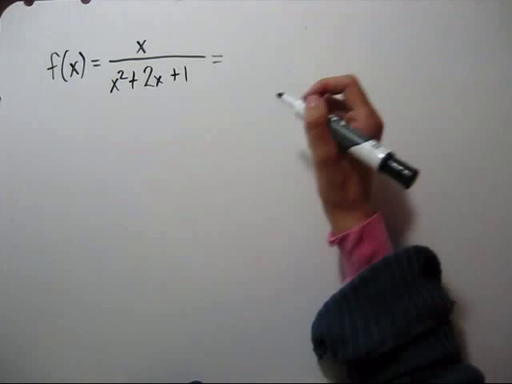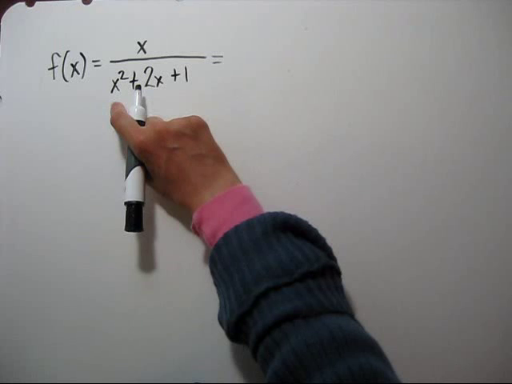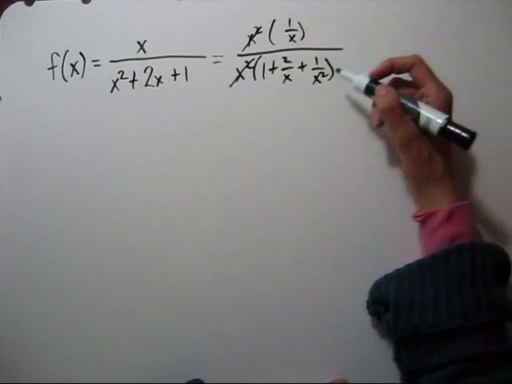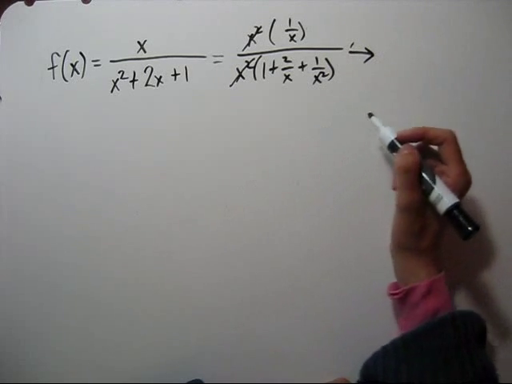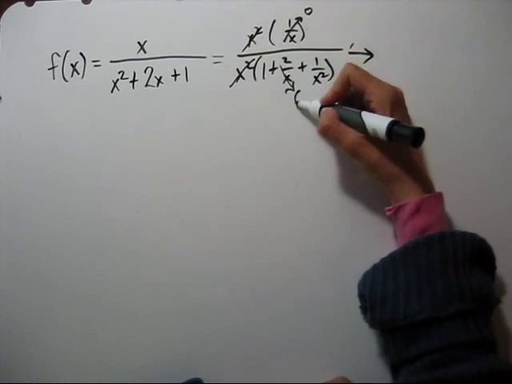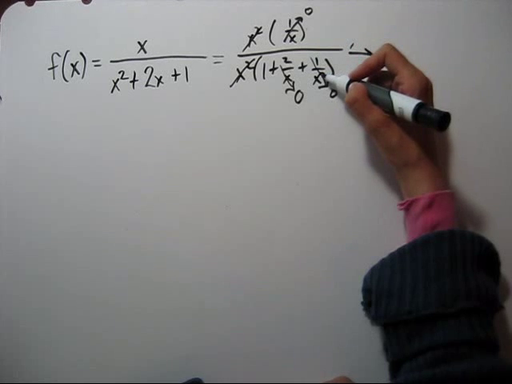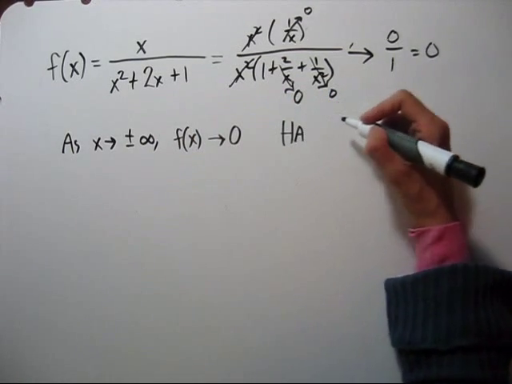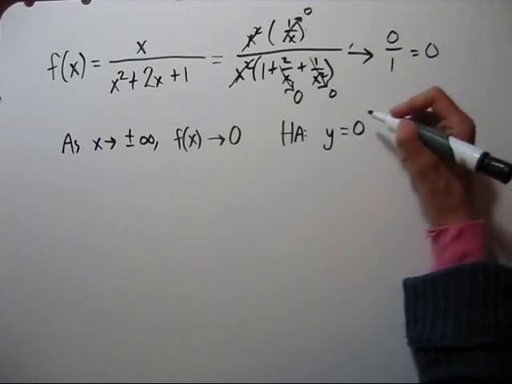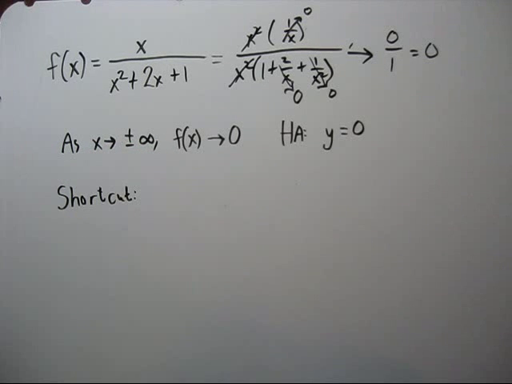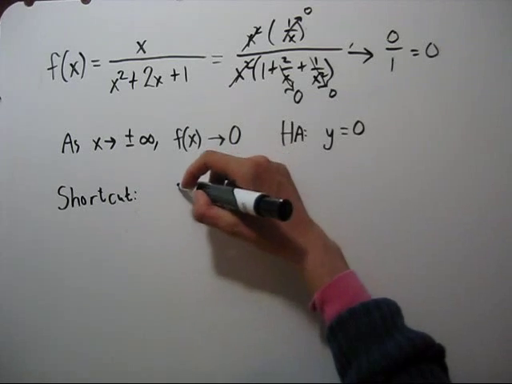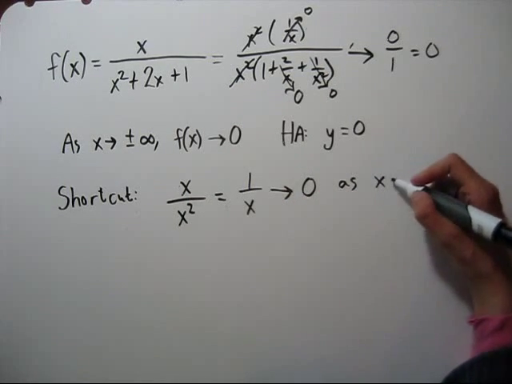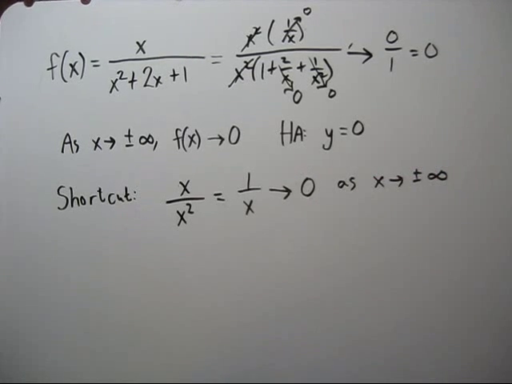Let's find the horizontal asymptote. The first way I taught you was to pull out x to the power of the leading term in our denominator. So let's do that. We can cancel these and see what happens as x gets really, really big. Well, this goes to 0, this goes to 0, these go to 0. 1 divided by a really, really big number goes to 0. So we're left with 0 over 1, which is 0. So our horizontal asymptote is y equals 0. Let's do the shortcut. Leading terms are the terms with the highest power of x in them. So we're going to have an x over x squared, and this goes to 0 as x goes to positive or negative infinity. So our horizontal asymptote again is y equals 0.